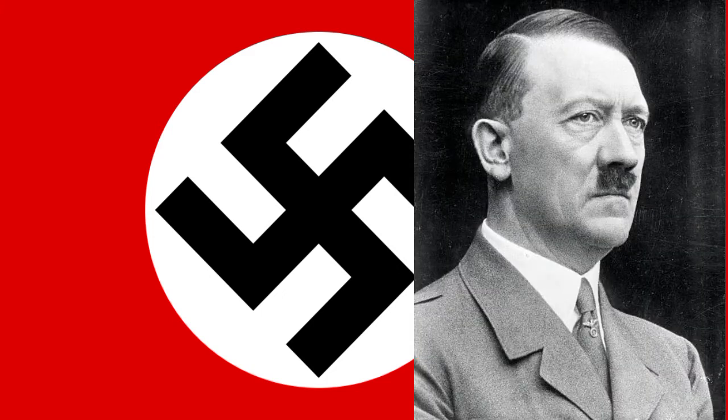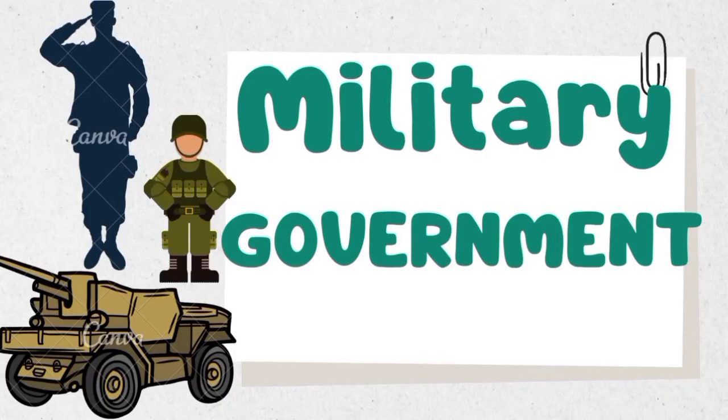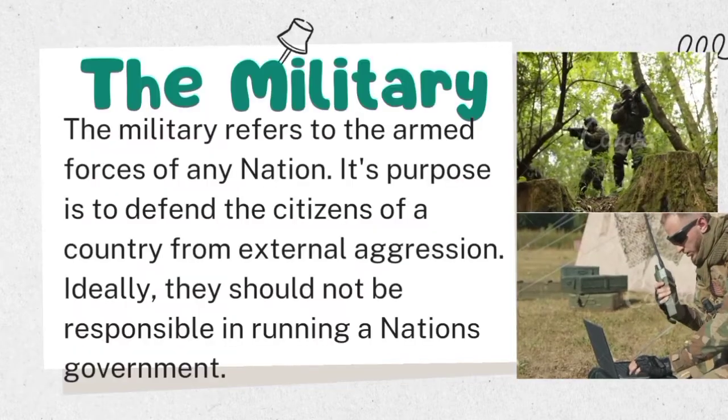So Nazism was the major influence on Hitler's government, and this influence made him have so much hatred, or we can say prejudice, toward the Jews, whom he executed and killed in the concentration camps. The next form of government is military government. In times past, after we had our independence, Nigeria as a nation has gone through a lot of military and dictatorship rule.